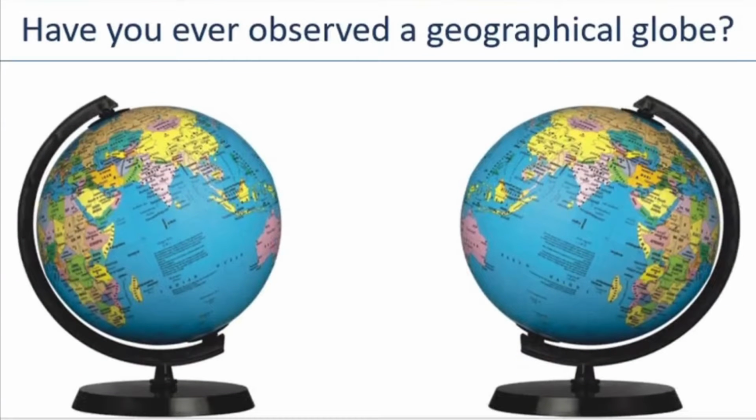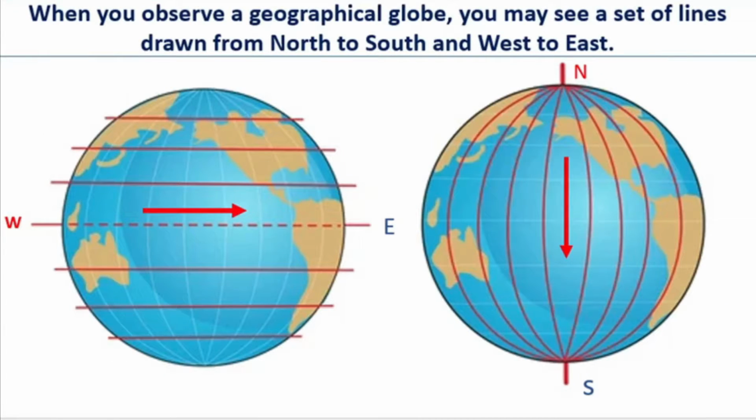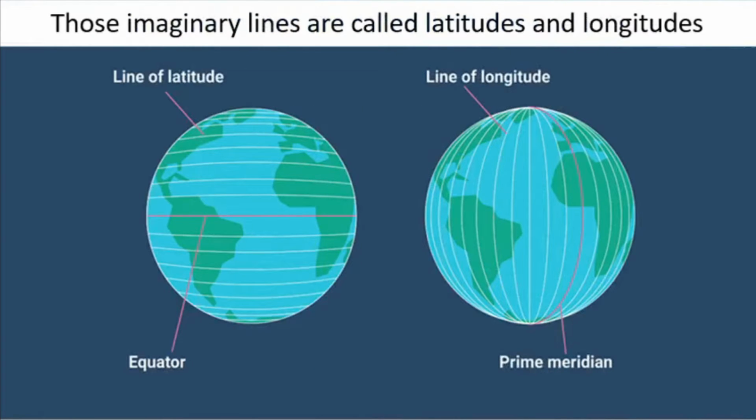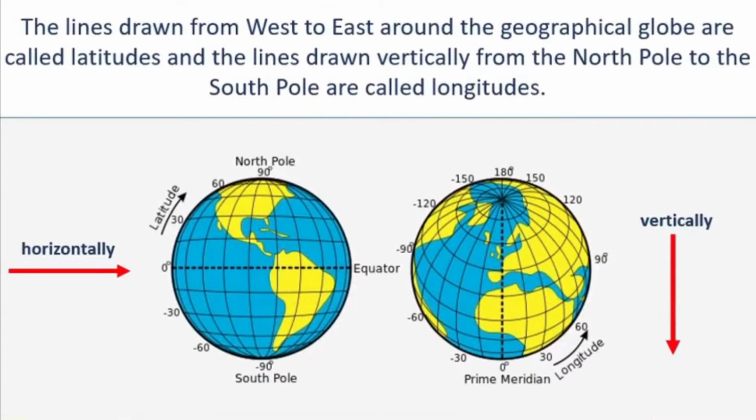Have you ever observed a geographical globe? When you observe a geographical globe, you may see a set of lines drawn from north to south and west to east. Those lines are imaginary lines drawn by us. Those imaginary lines are called latitudes and longitudes. Let's learn more about latitudes and longitudes in detail.